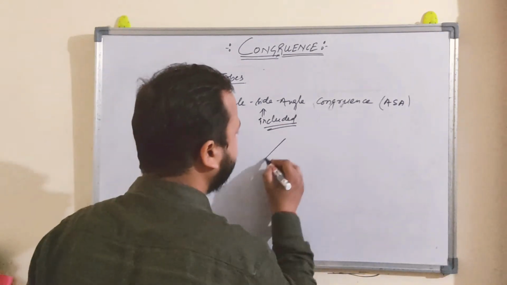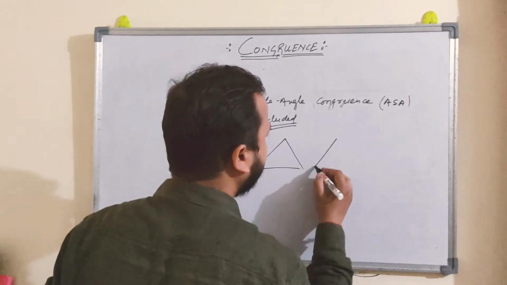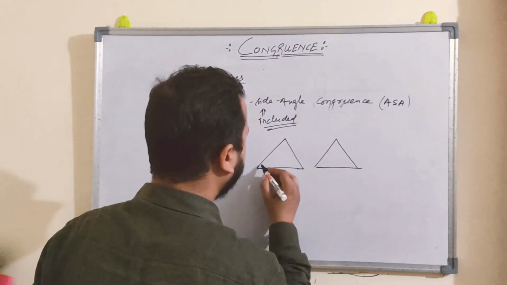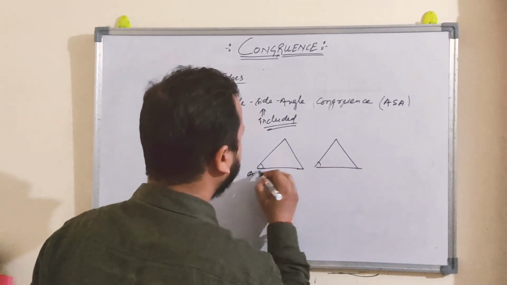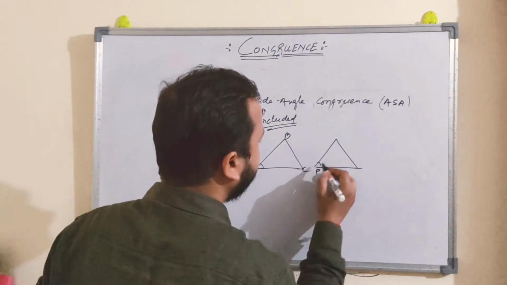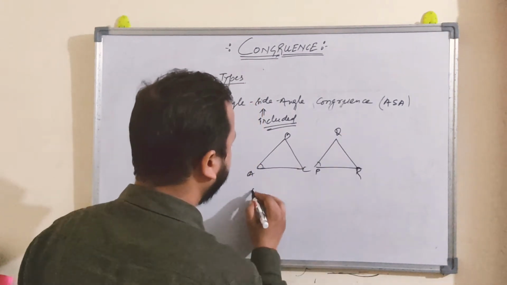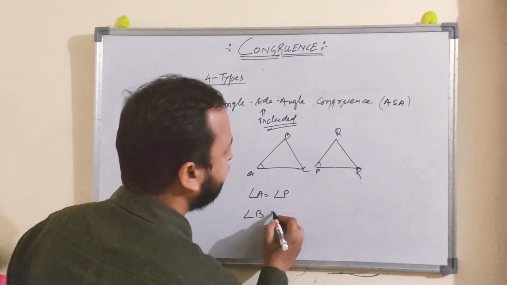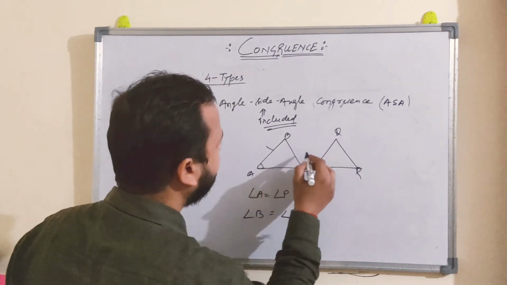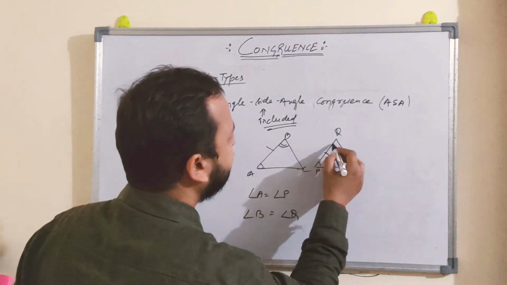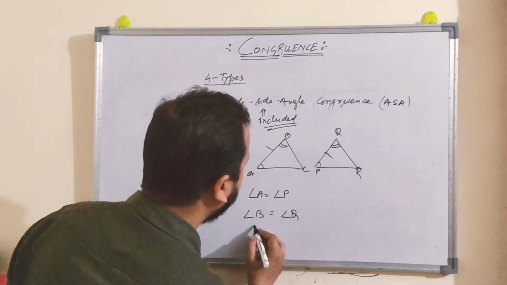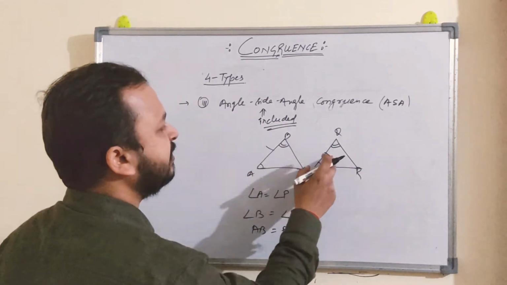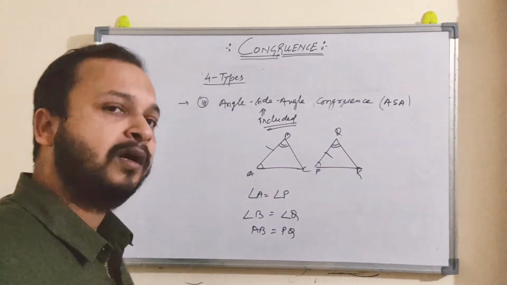So if two triangles are given, ABC, PQR, if angle A is equal to angle P, angle B is equal to angle Q, and this side is also equal, means AB is equal to PQ, so you can say that these two triangles are congruent.